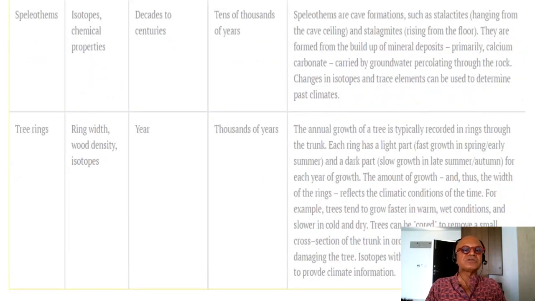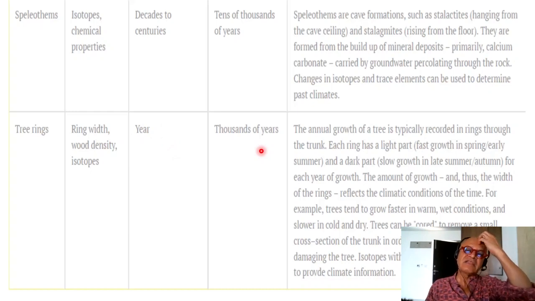Speleothems we already mentioned. We use isotopes and chemical properties, decades to centuries, tens of thousands of years. They are formed from the buildup of mineral deposits, primarily calcium carbonate. Okay, tree rings: ring width, wood density, and isotopes. We already talked about this. Time scale of years, records of thousands of years.